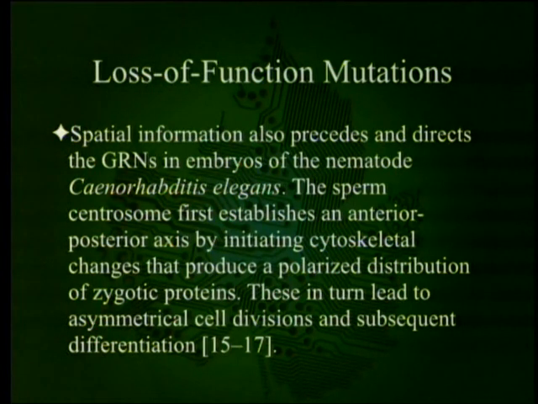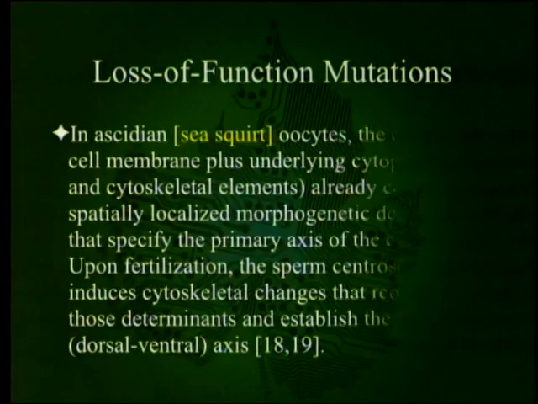C. elegans. The sperm centrosome first establishes an anterior-posterior axis by initiating cytoskeletal changes that produce a polarized distribution of zygotic proteins. Where the sperm enters the egg makes a big difference. These in turn lead to asymmetrical cell divisions and subsequent differentiation. They don't all turn into the exact same cell. They change into different cells depending on where they are. And where they are partly depends on where the sperm happens to enter.